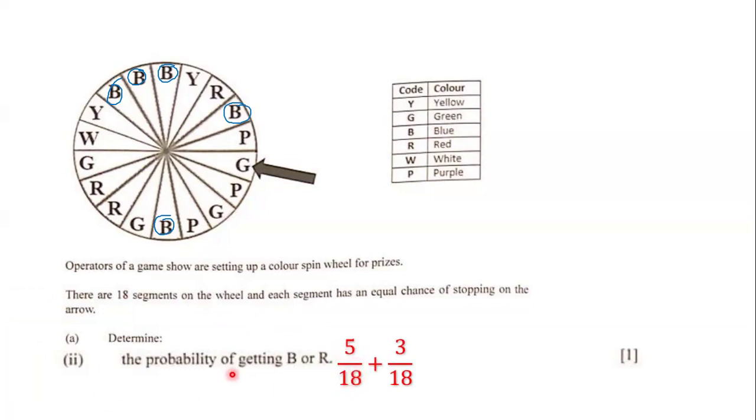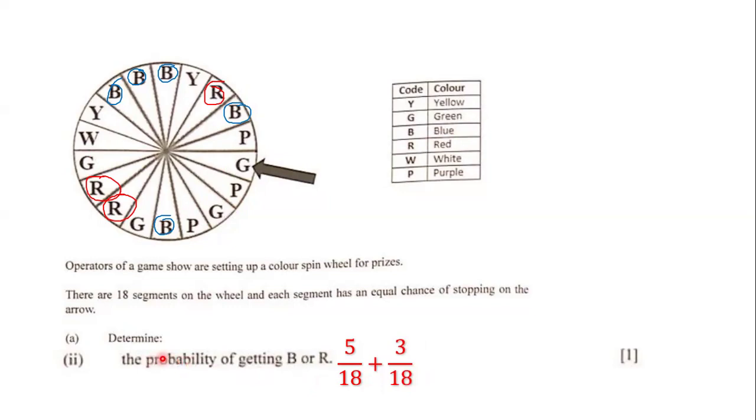Now we need to determine the probability of getting a red. So how many reds do we have? Well, we have 1, we have 2. Are there any other reds? We have 3. Okay, are there any other reds? No. So we only have 3 reds, right? So we have 3 reds and there are 18 segments. So the probability of getting a red is going to be 3 over 18.